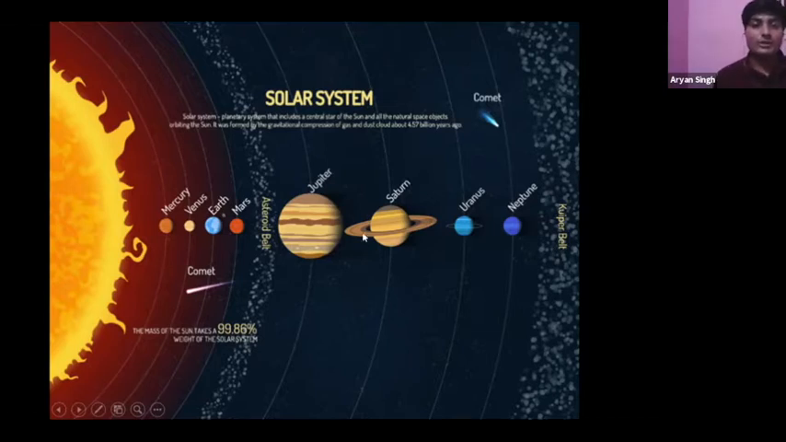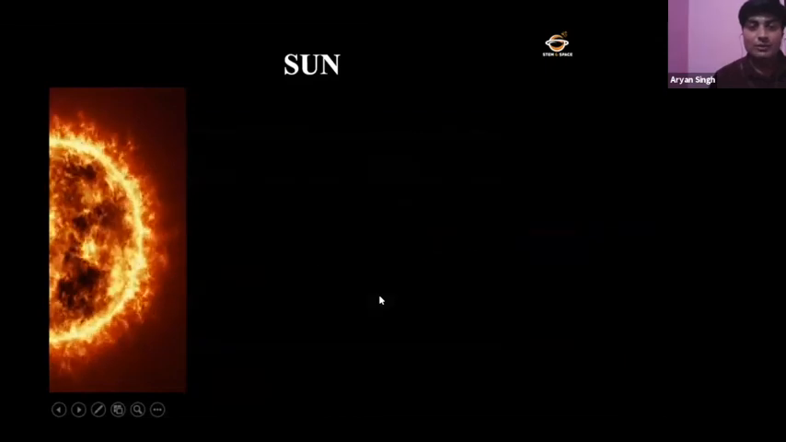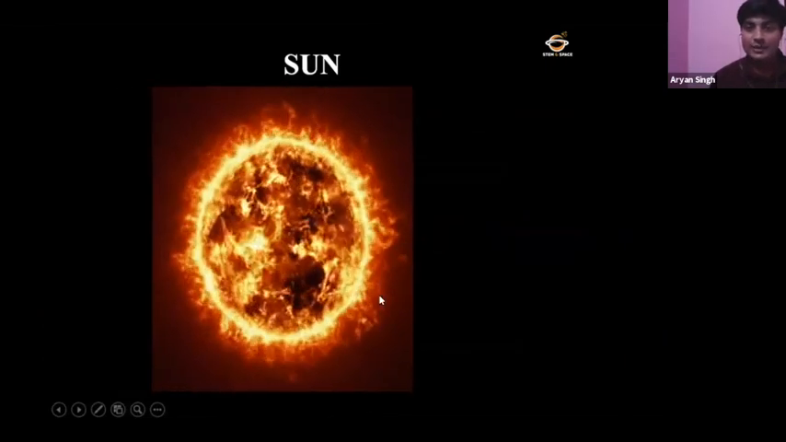Yeah, so these are all the celestial bodies in the solar system. Now let's learn about them one by one. So let's visit the Sun first, okay? So here goes our hot and burning Sun.